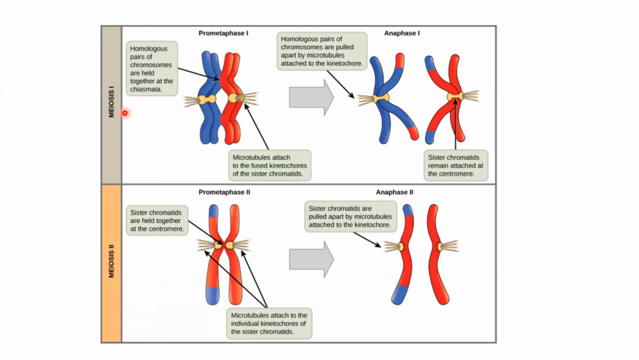So here they compare meiosis 1 and meiosis 2. In meiosis 1, we have tetrads, right? And what is separating in anaphase 1 are homologous chromosomes. In meiosis 2, what lines up at the equator is individual chromosomes, but they are replicated, and what is pulled apart are sister chromatids. So in meiosis 1, homologous pairs of chromosomes are pulled apart, and in anaphase 2, sister chromatids are pulled apart.